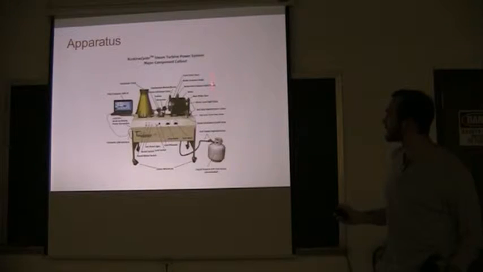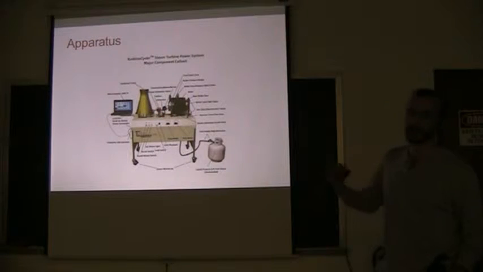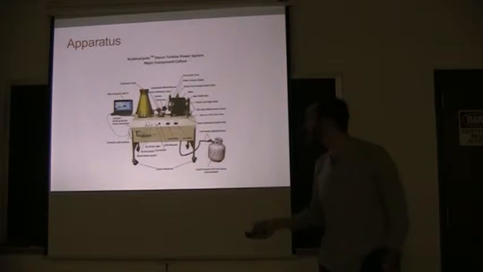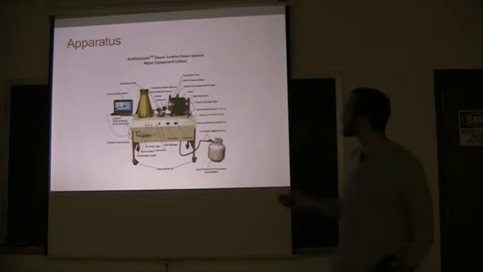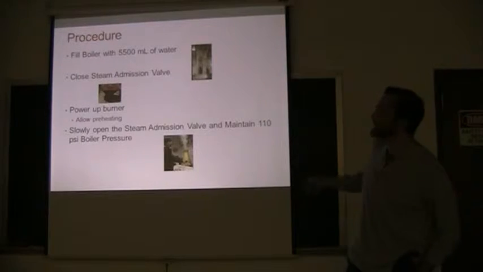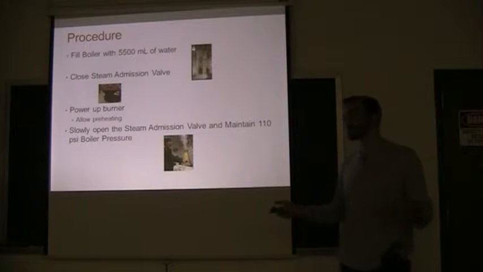This is our general apparatus. This is our condenser. It's our fuel source, our boiler here. That's our steam emission valve that we kind of regulated at 110 psi. Different data there. So this is kind of the general procedure of what we went through.